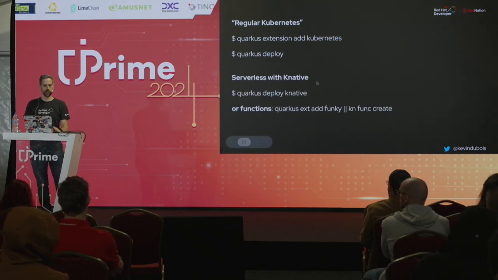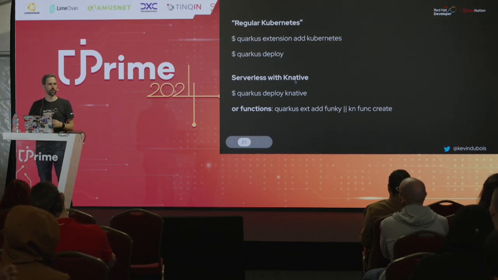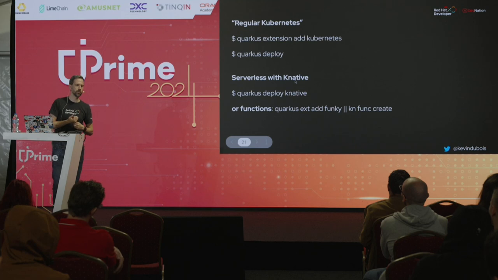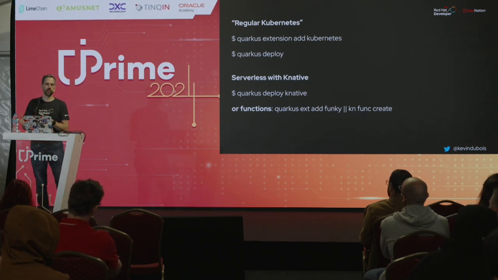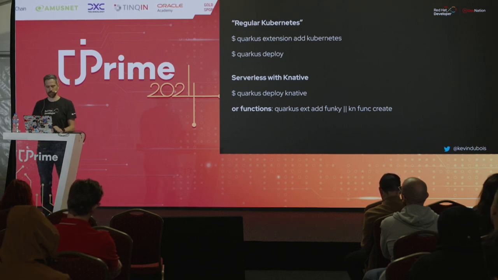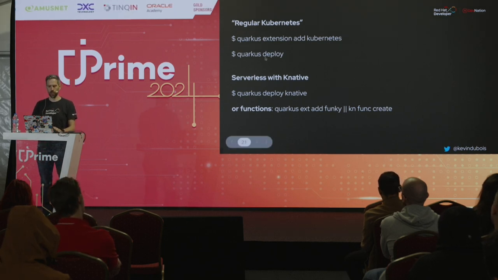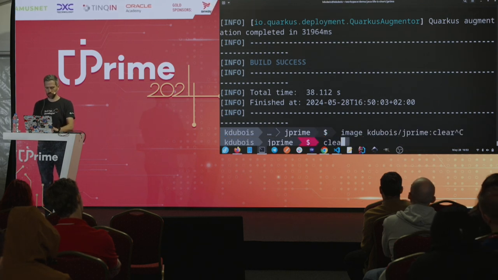You can do the same thing if you want to deploy serverless with this Knative project, which allows you to deploy serverless to Kubernetes. Or you can even use Amazon Lambda or whatever. You just add the extension, and it will create the necessary resources for you. So we can do that real quick here, hopefully.